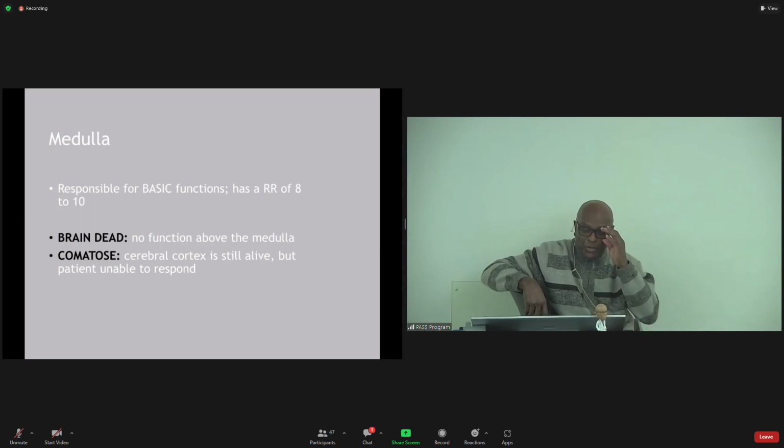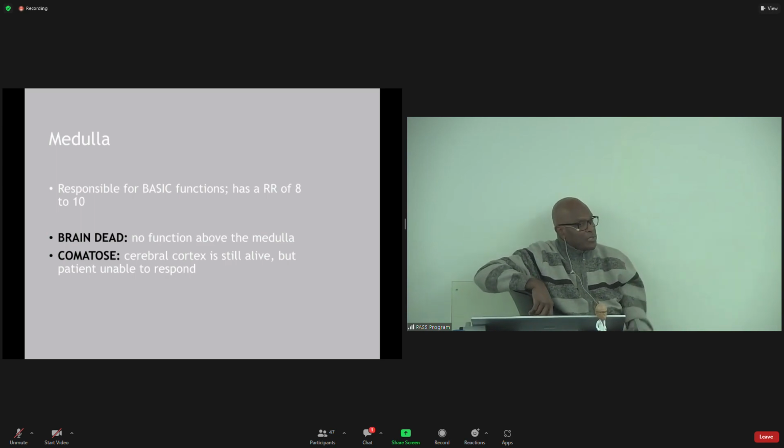All right, so that's why they've created this criteria, so you don't have to get yourself into legal trouble and then the hospital stuck with this huge bill that nobody can pay. Okay, so brain dead, that's the criteria for brain dead.